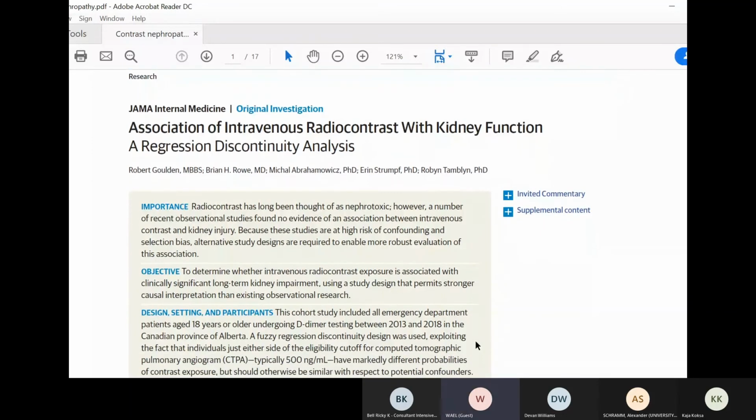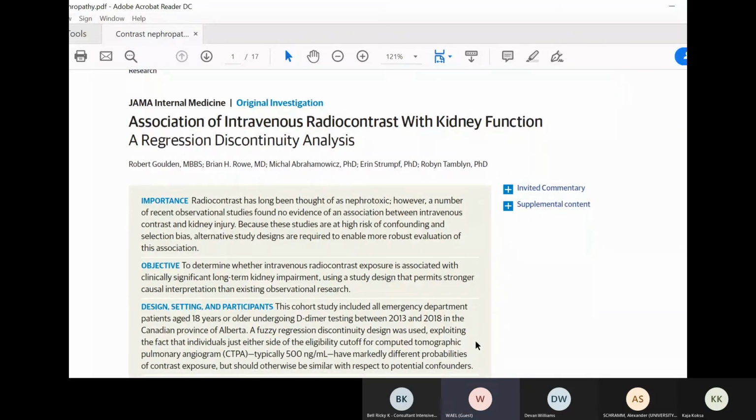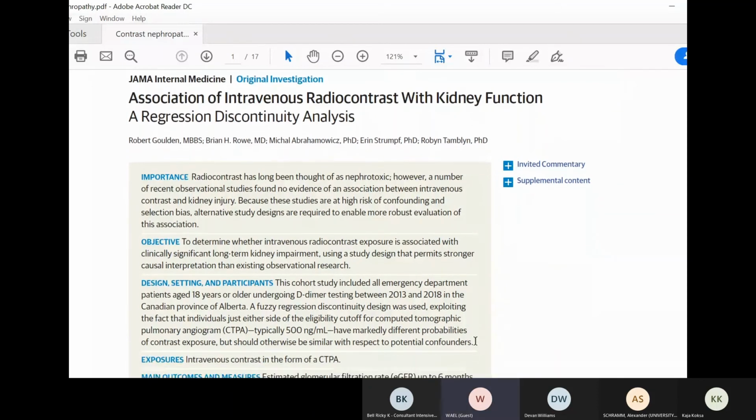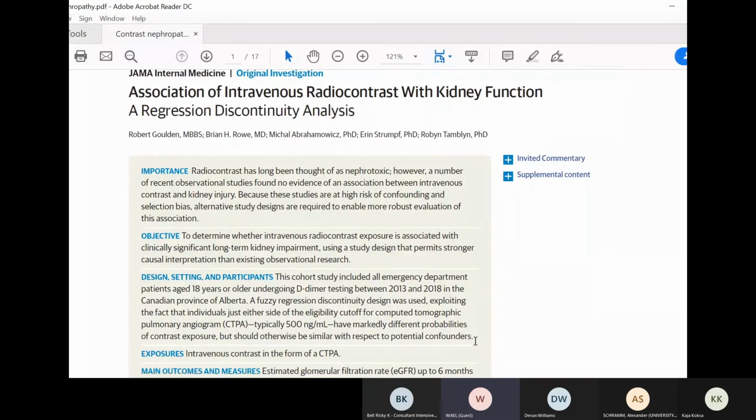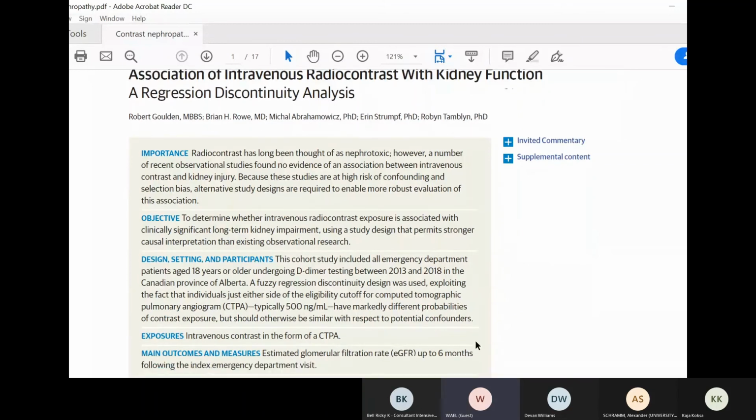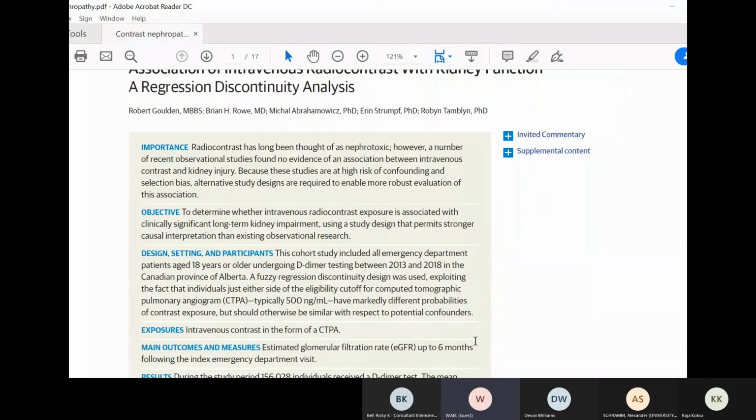The importance of this study comes from the fact that radio contrast has been thought of as nephrotoxic in the past. A number of recent observational studies found no evidence of an association between intravenous contrast and kidney injury. So this study is trying to search behind this issue. The objective is to determine if intravenous radio contrast is associated with significant long-term kidney impairment, and it's long-term, not acute kidney injury.